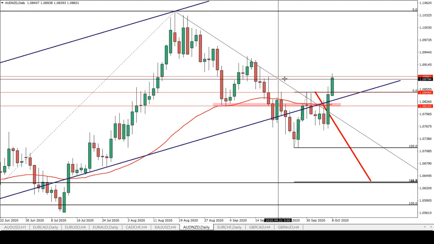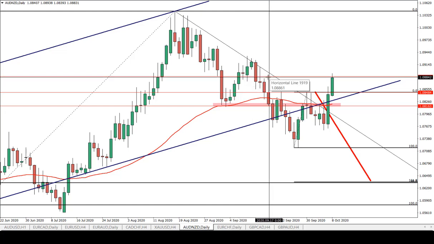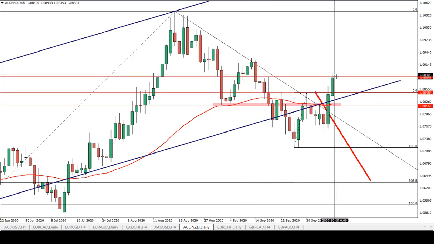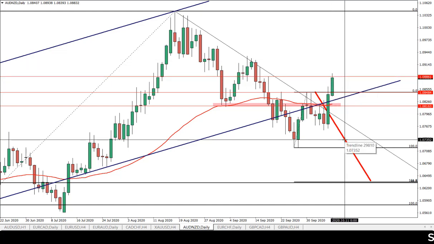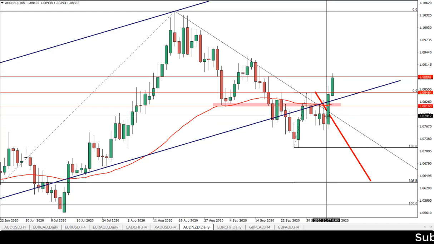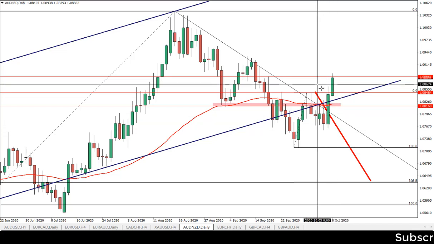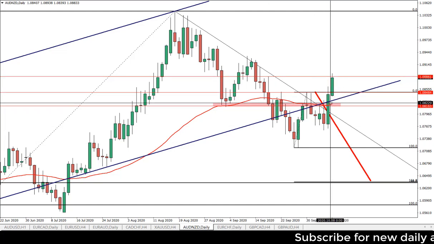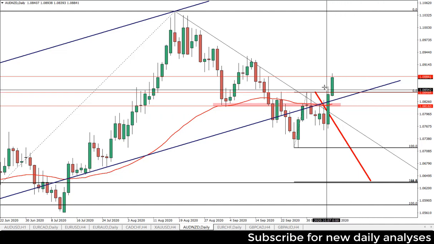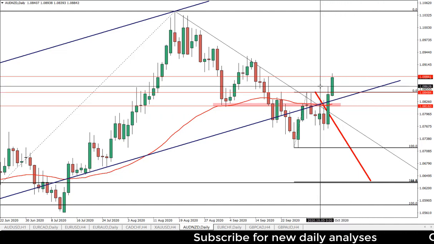Australia and New Zealand, here yesterday we talked about this resistance, and price actually retested it. While it might seem bearish, I think the Australian dollar is still weak, and it will be weaker than the New Zealand dollar. So still this analysis valid. We will see what will be the daily closing price.